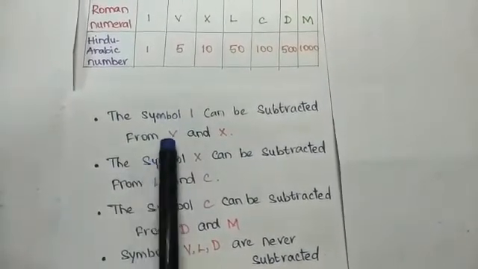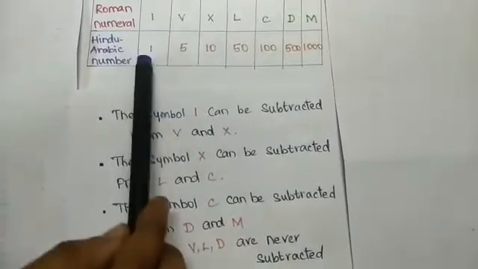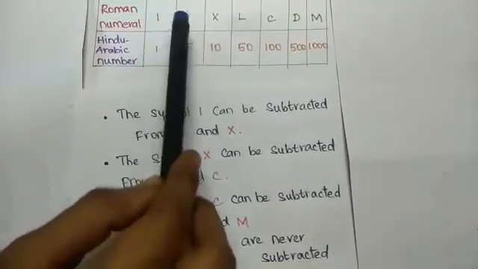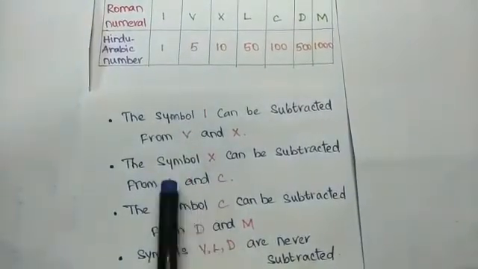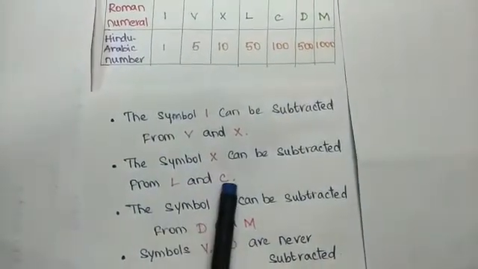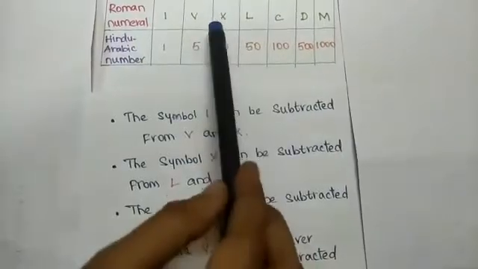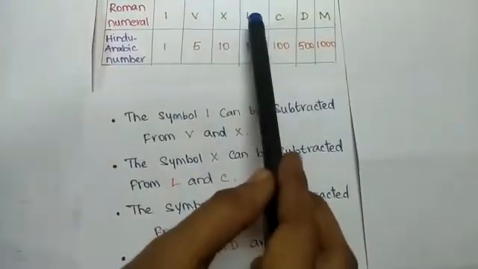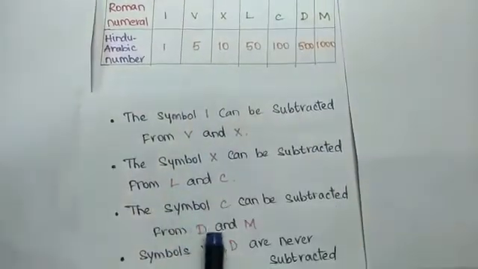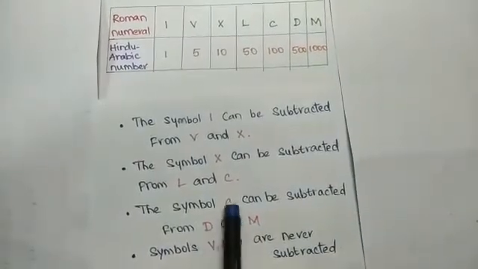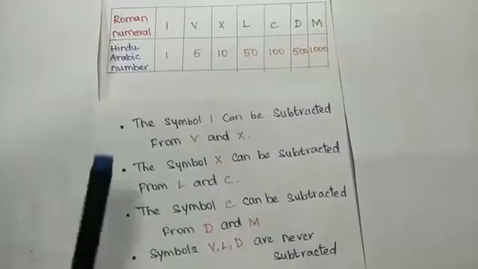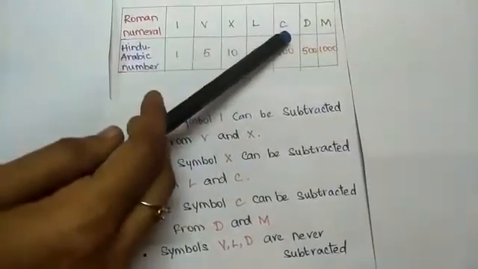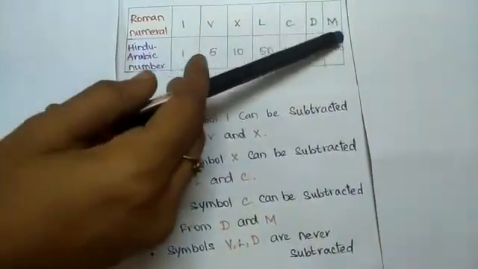I is subtracted from V and X because it has a lesser value compared to these two numerals. And here X, L, C. Why is X subtracted from these two numerals? Because X is lesser compared to L and C. Now C can be subtracted from D and M. Why? Because C is lesser compared to D and M.